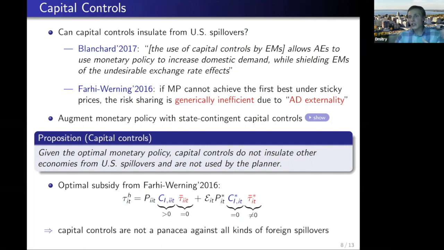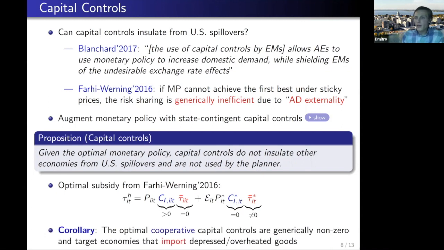So this result just shows that knowing the number of instruments and the number of wedges is not really sufficient to make policy recommendations. It shows that capital controls are not really a panacea against all kinds of international spillovers, right? They can be very effective against financial spillovers, but they are completely ineffective in fighting these spillovers arising in the goods markets.